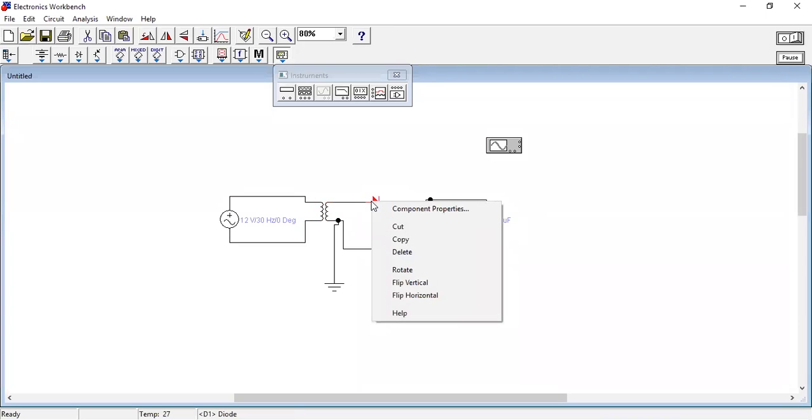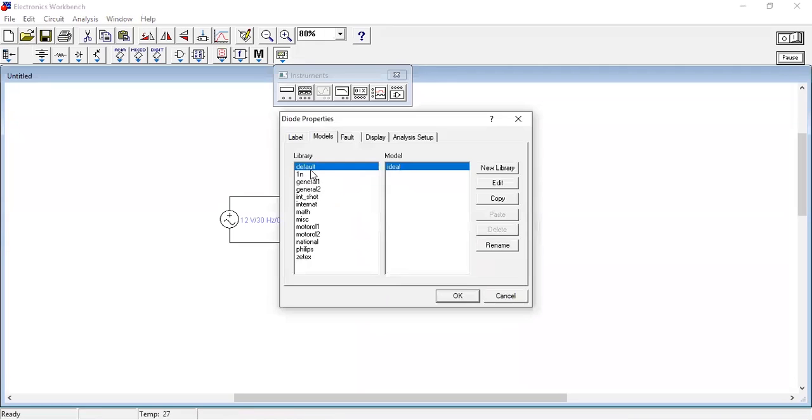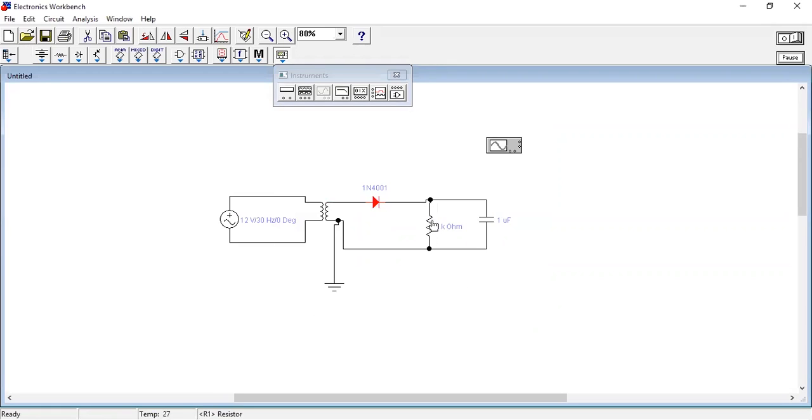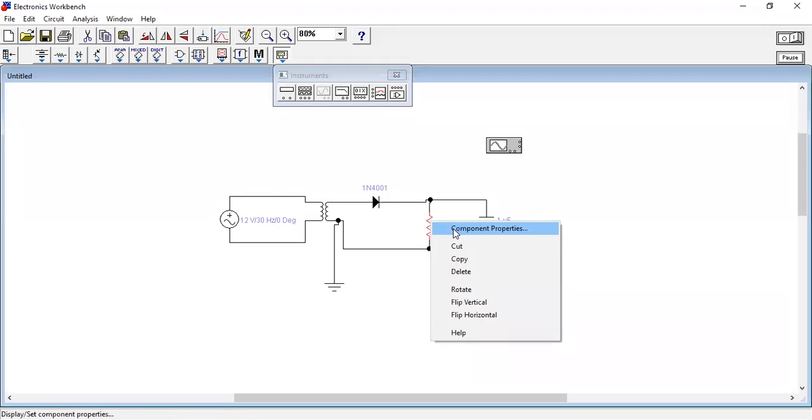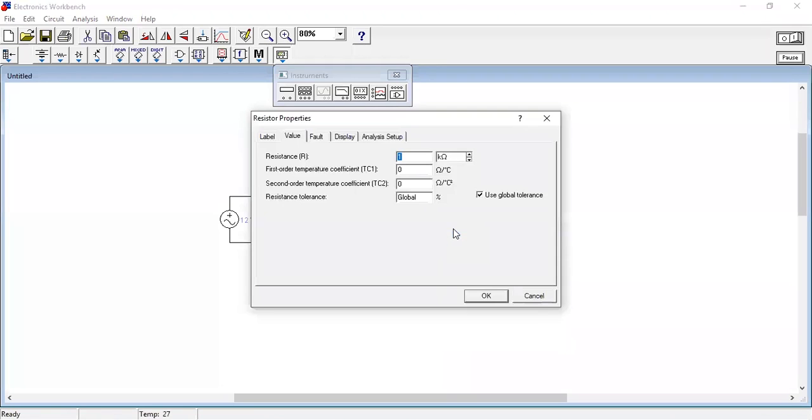So right click and open component properties, and we can change the value to 2 kilo ohm. You can see the unit. In the practical, we want to change the capacitor's value and find the delta of the output voltage. Okay, so now I change it to 100 microfarad.